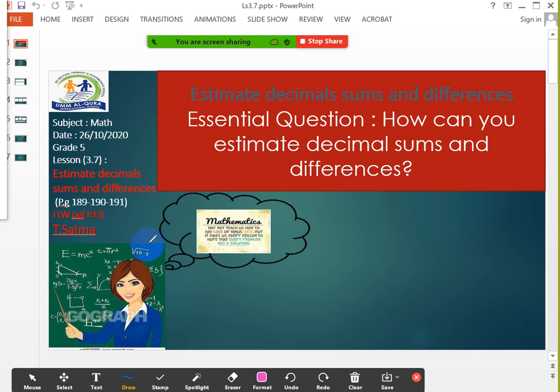So our lesson today is estimate decimals, sums and differences. You remember, when I want to find the sum or difference between two numbers, the first step was how to estimate the answer. Estimation mostly depends on rounding numbers. We talked about how to round decimals. So let's today continue with the same idea. How can you estimate decimal sums and differences? Let's start with the first exercise.